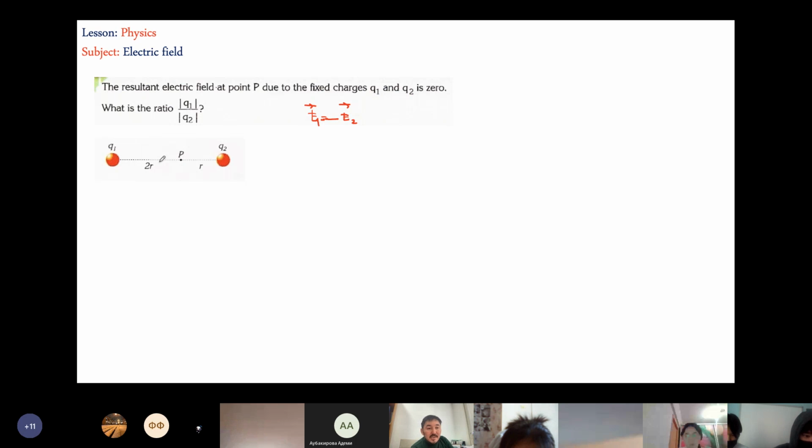What can you say about these charges here? Are they opposite charges? I mean, are they unlike charges or like charges?